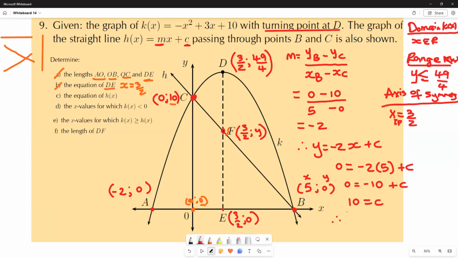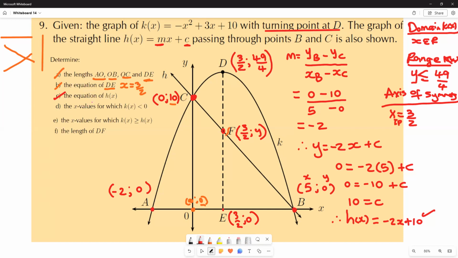Therefore, you can see that your h of x is basically -2x plus 10. Then you found the equation of h of x. So that makes sense? Perfect. Now let's do the interpretation questions.